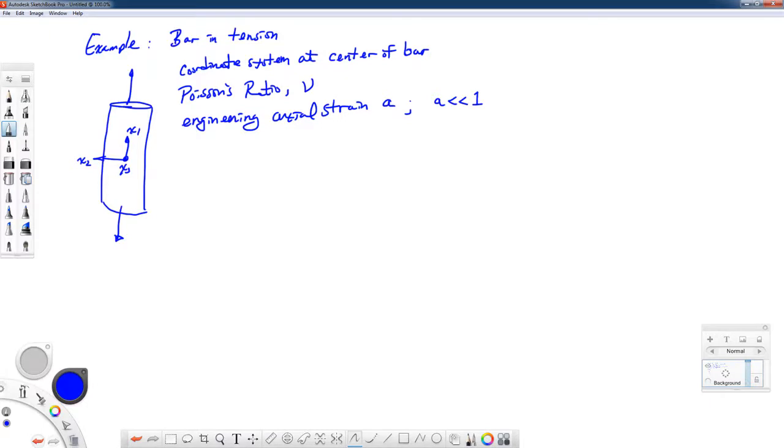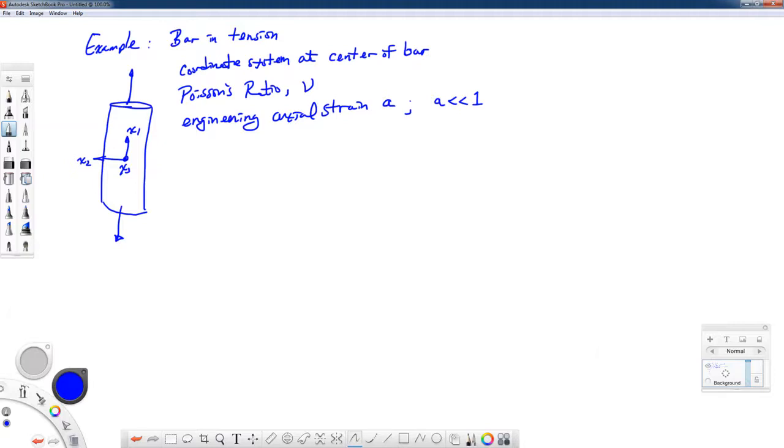In this example, we're going to take a look at a bar in tension, determine the displacement fields, and then see if it's an admissible displacement field, and then do a couple other little things with that information. First of all, we're going to put our coordinate system at the center of the bar, and we're going to pull on both sides. It's going to be in equilibrium with some level of force.